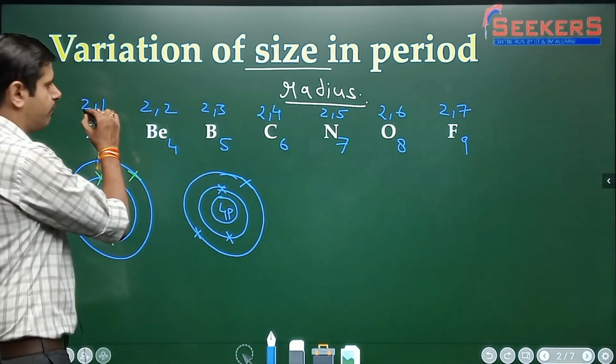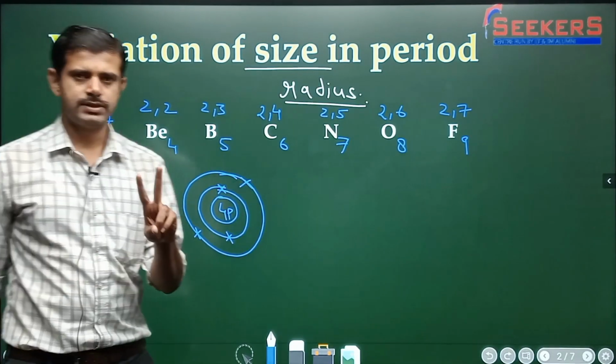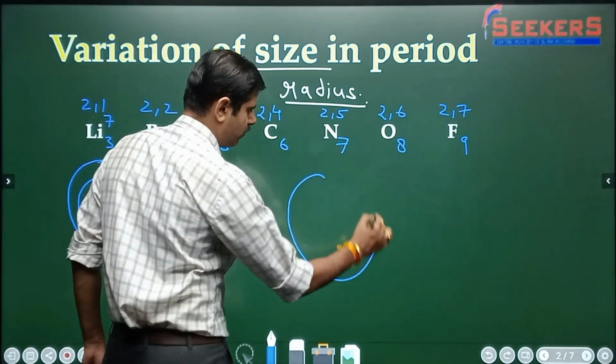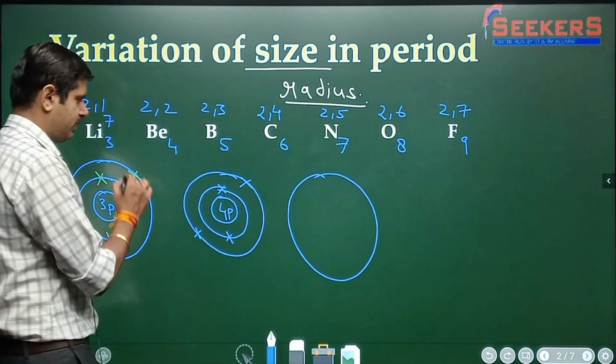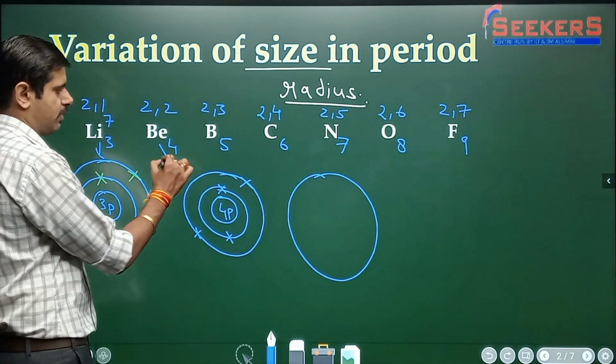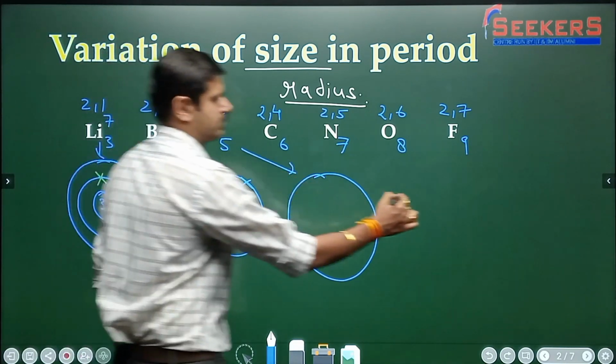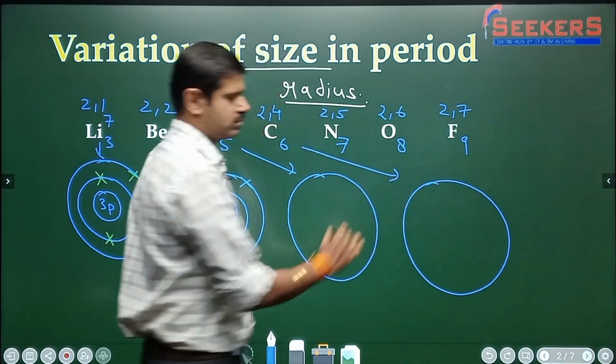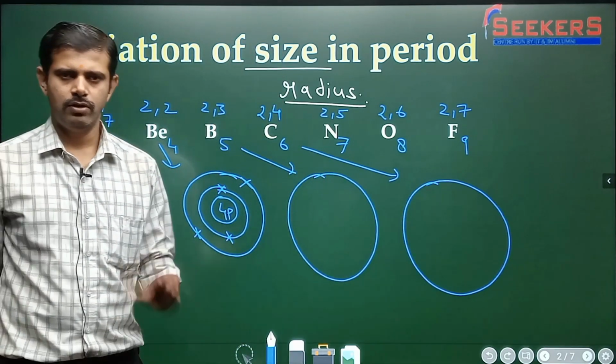In every one of these cases we have 2 shells. Having 2 shells means the outermost shell will have almost the same size for lithium, beryllium, boron and carbon. Everywhere the outermost shell will have almost the same size.